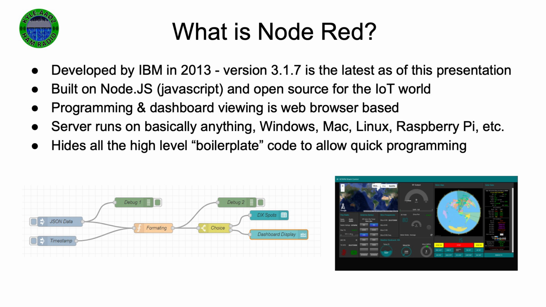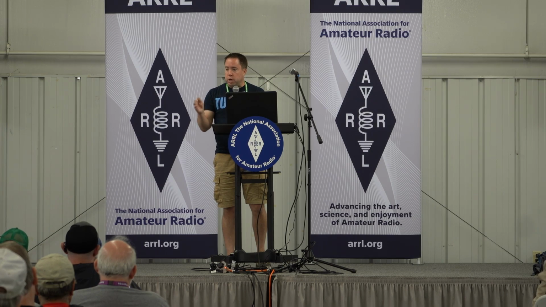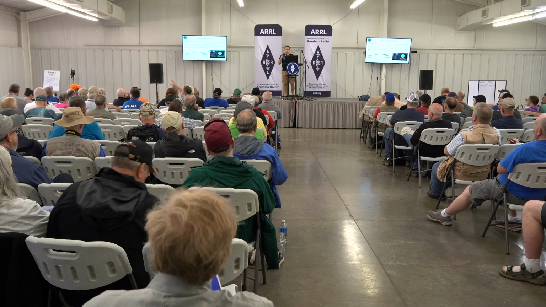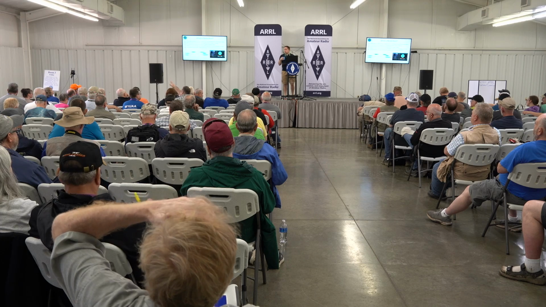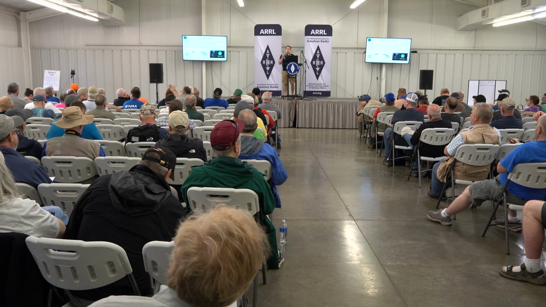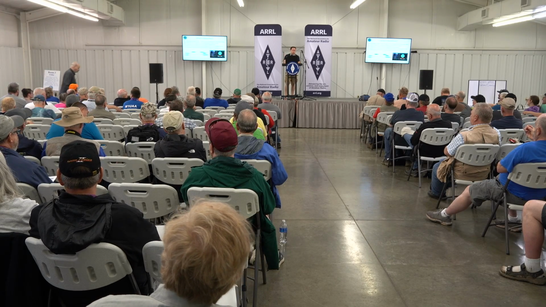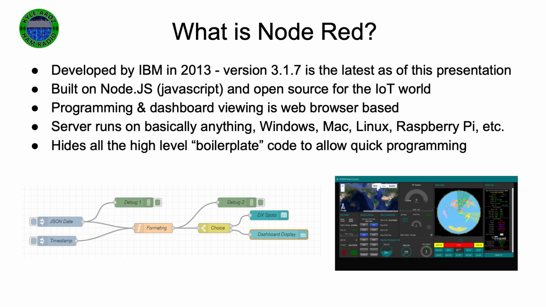I run all my stuff on a Raspberry Pi. It's probably the best way to do it, so it runs 24/7. If you run it in a Windows environment and you kill the DOS screen, it closes, and you have to re-enable it or rerun it. Running it on a Raspberry Pi, it doesn't take that much horsepower, and it's probably the best way to run it. And also, it hides all the high-level boilerplate code. Again, I was not a programmer, and I was able to figure this out. So if I can figure it out, you guys can figure it out too.